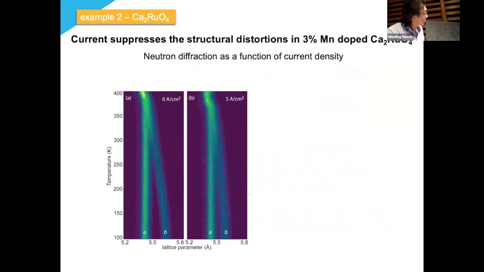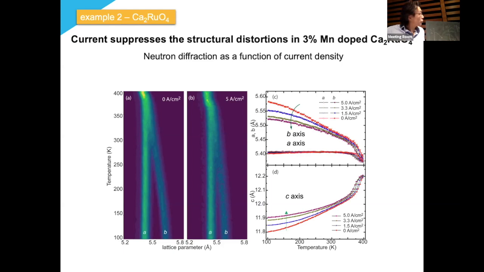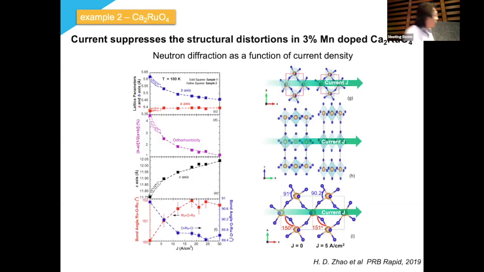So this is neutron diffraction data. This is the temperature, this is the A-axis and the B-axis. As you can see, without current, we have this split in A and B. So in other words, there is a strong orthorhombicity. But as we apply current, this orthorhombicity actually is reduced. Without going through too much detail, let me just give you the summary of the structure.